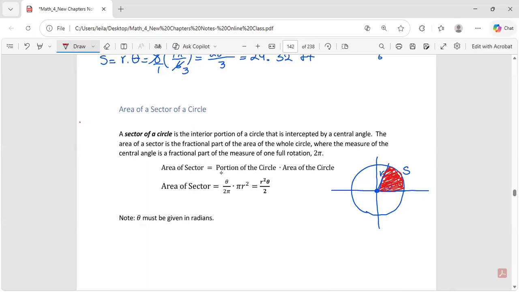We want to find the portion of the circle multiplied by the area of the whole circle. The portion multiplied by the area of the whole circle. So it gives us this formula, 1/2 r squared times theta. So to find the area of a sector, we need the radius and the angle theta. Again, we need to make sure that the angle is in radians when we're replacing into the formula.